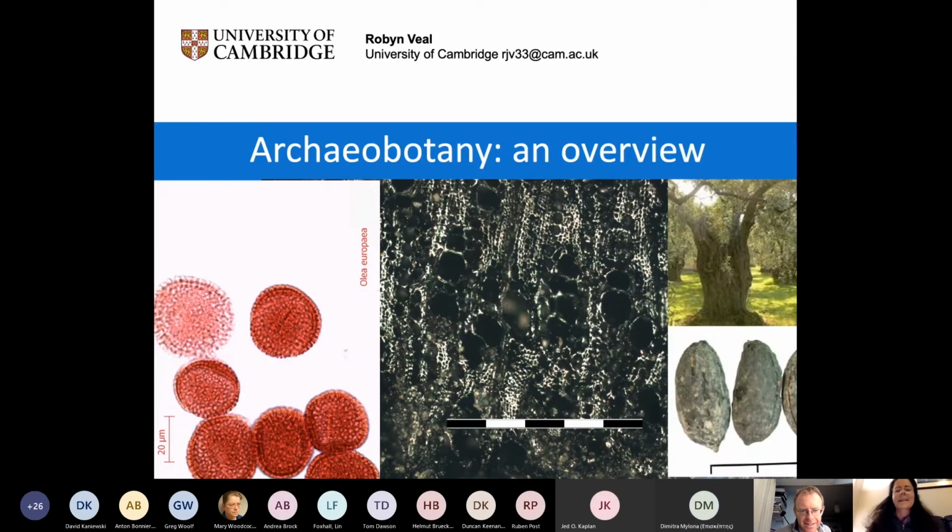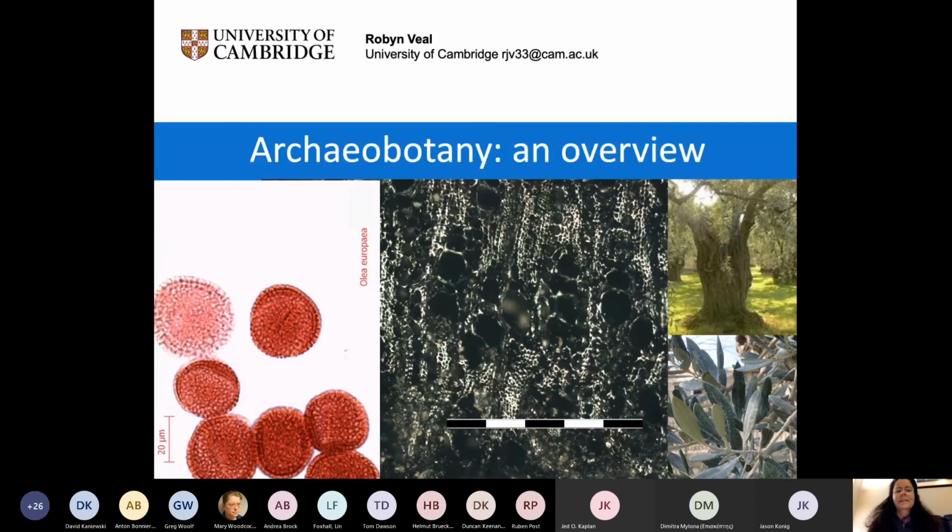I really didn't know how to tackle this in many ways, at what level to put it. What I've decided to do is to explain more to ancient historians than to scientists and archaeologists what I do, or what we do, and why. So basically I'm going to talk about archaeobotany, but it gets called a range of things.